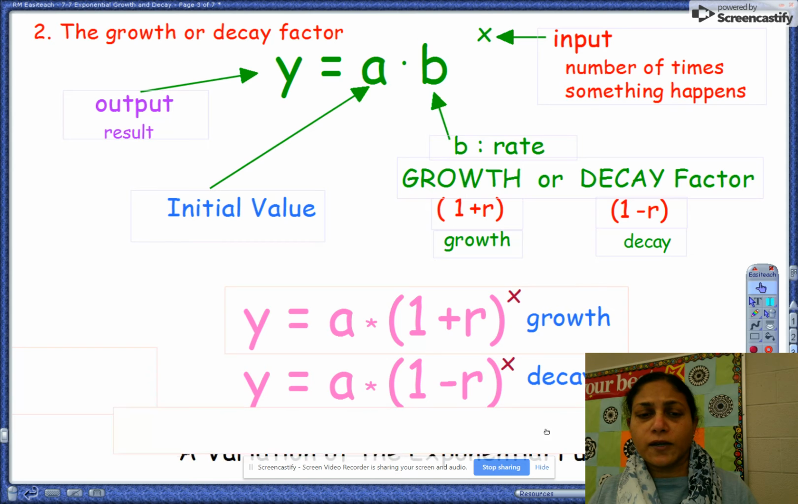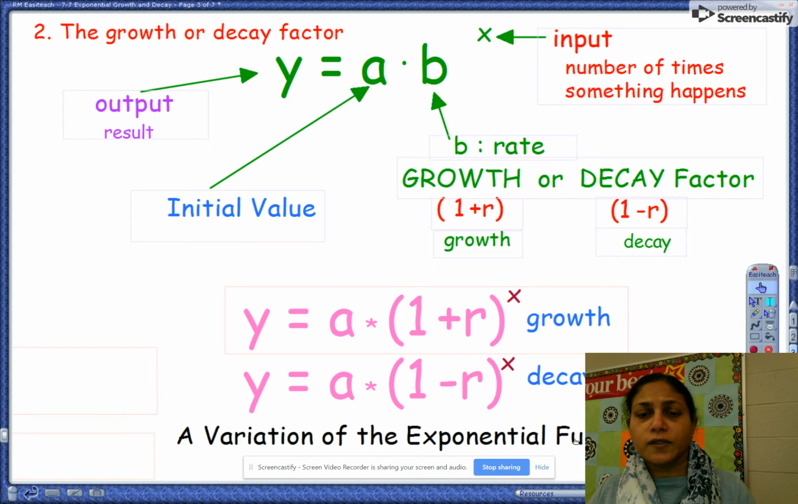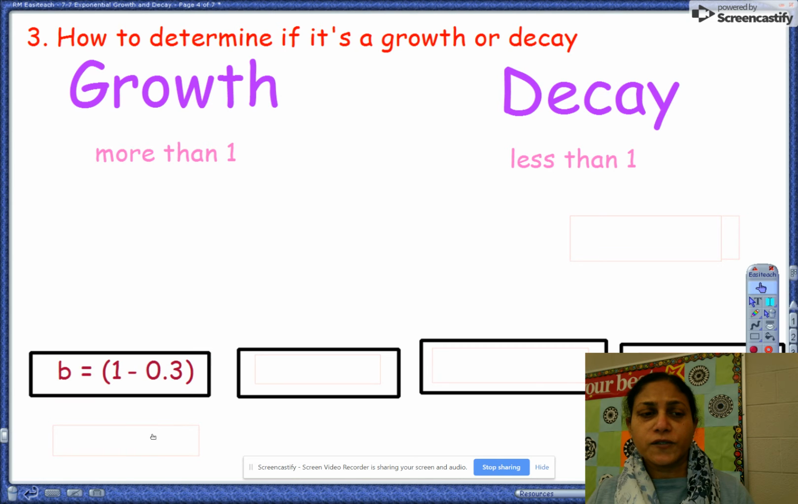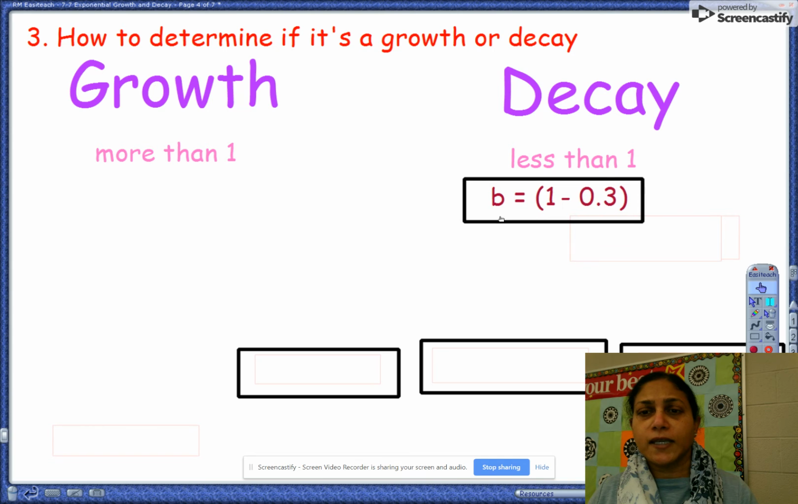And so I want you to understand that this is just a variation of the exponential function. So I'm going to put up a few factors, and I need you to recognize whether it's a growth or a decay factor. Remember, growth is going to be more than 1, and decay is going to be less than 1. So the first one says b is equal to 1 minus 0.3, which is going to make it less than 1. Therefore, it is a decay.